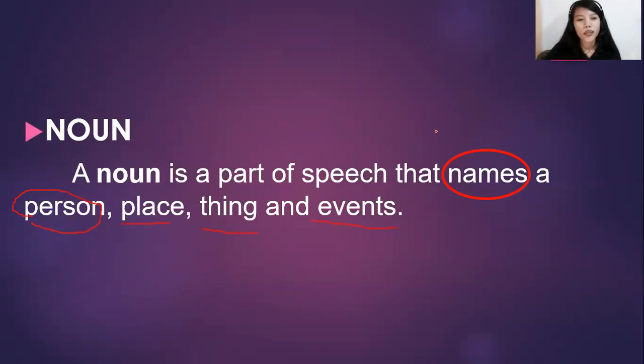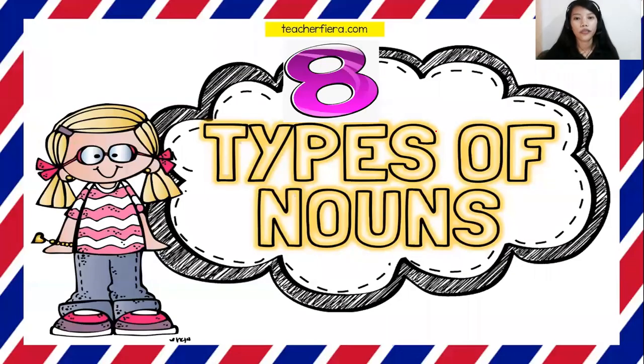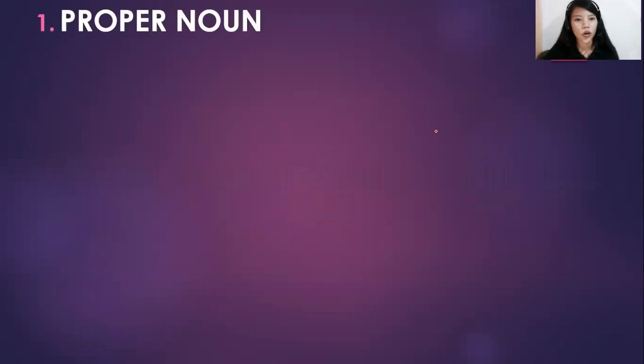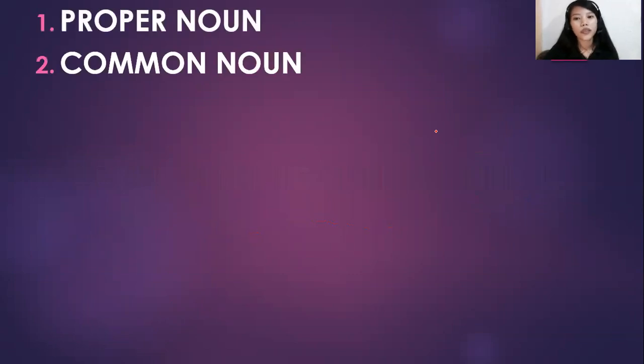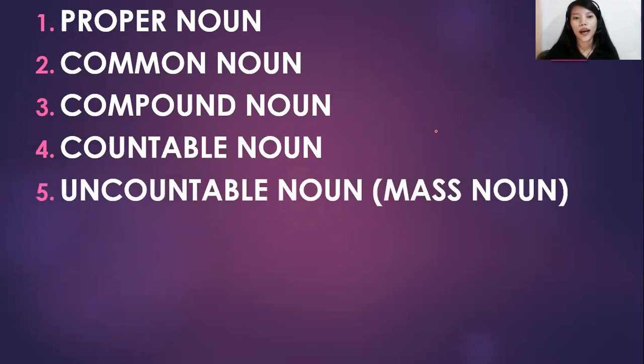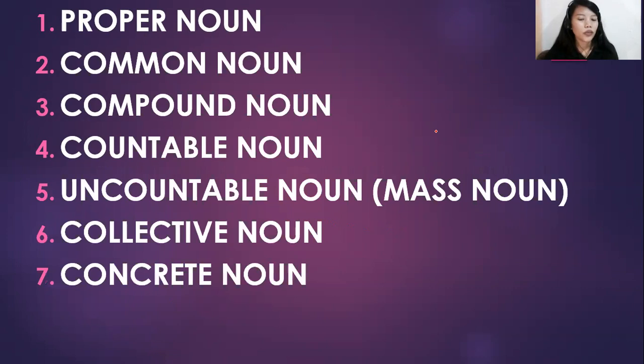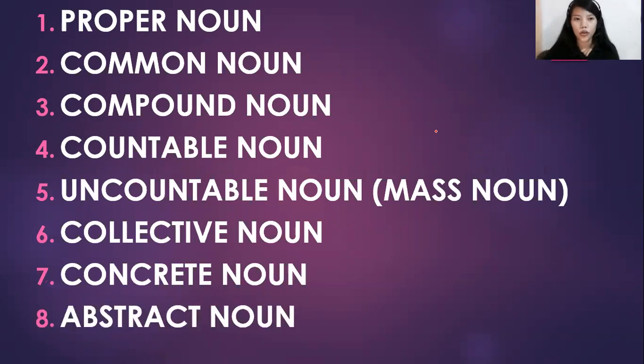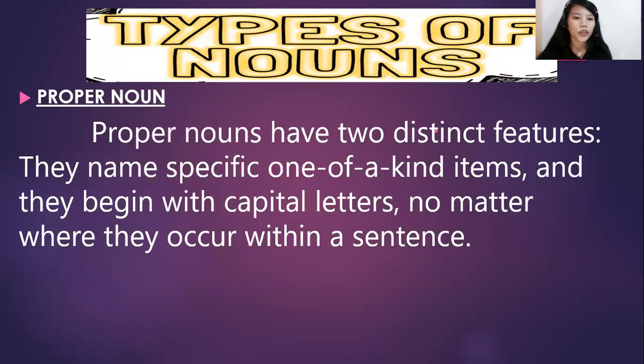Okay po? So we also have the 8 types of nouns. And these are proper noun, common noun, compound noun, countable noun, uncountable noun or mass noun, collective noun, concrete noun, and abstract noun. So let us first talk about the first type of noun, which is the proper noun. Now, what is proper noun?